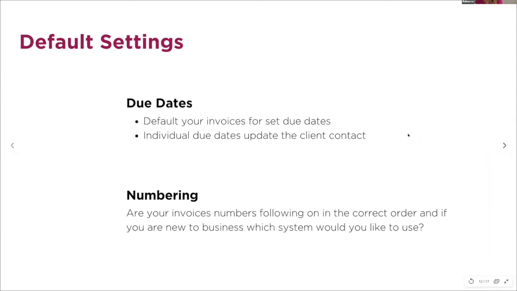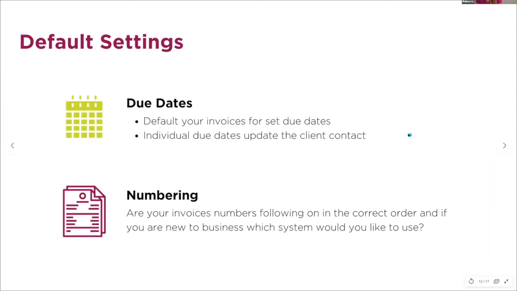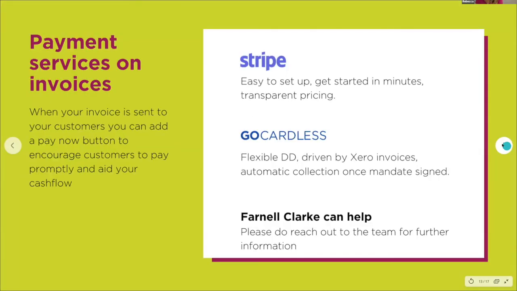So we covered some default settings, so the due dates default on your invoices. Again, that might be at a contact level, so that's going to be very, very specific to that contact, or you can do an overriding due date, as Frankie just showed us, and again the numbering. So next on the journey is the payment services.